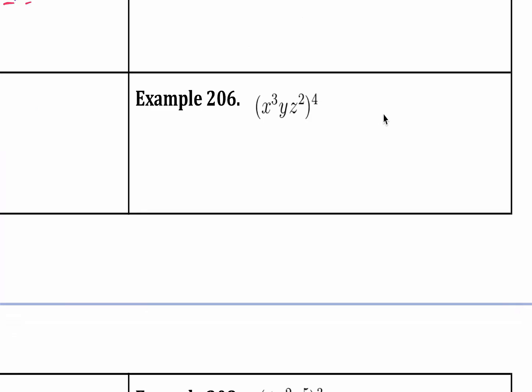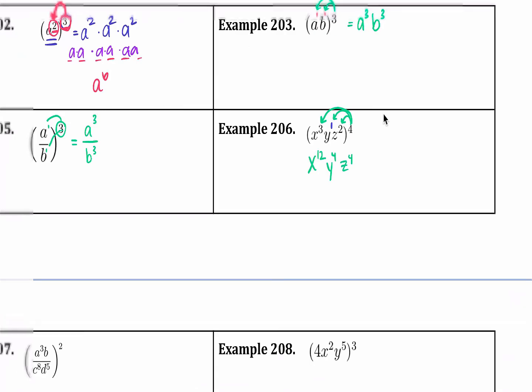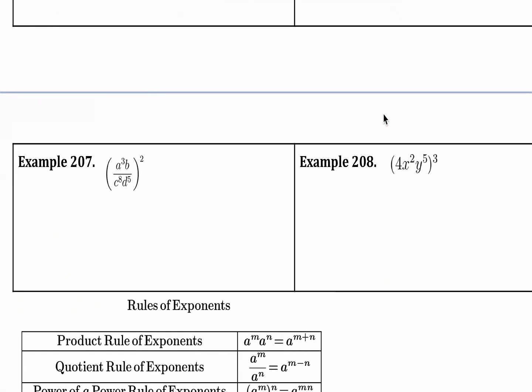Okay, another example using multiple variables here. I'm going to stick a 1 with that y since there's not a power written. We're going to take our outside exponent times our insides. 4 times 3 gives me x to the 12th. 1 times 4 gives me y to the 4th. 2 times 4 gives me z to the 4th. So that is our power rule of exponents when we see a power raised to a power.